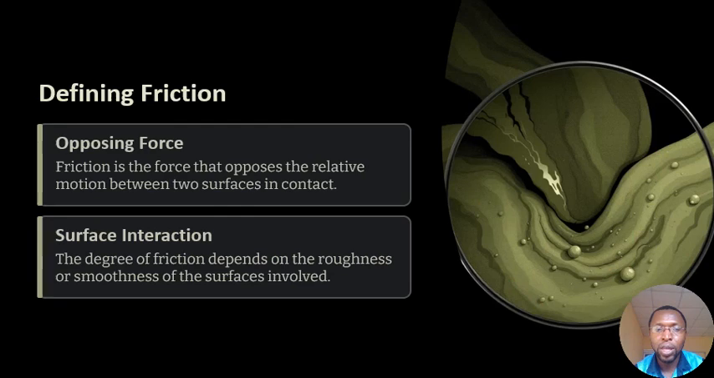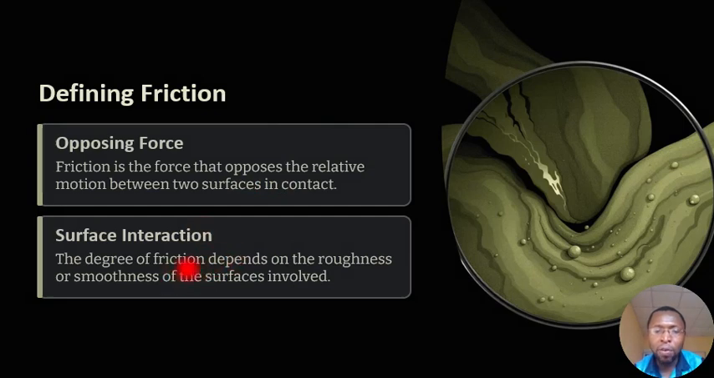So by definition, we say that friction is defined as an opposing force that acts at the relative motion between two surfaces in contact. Okay, so it is that opposing force that acts at the relative motion between two surfaces in contact. So there must be two surfaces in contact while they are having the motion, then friction occurs and opposes that motion.